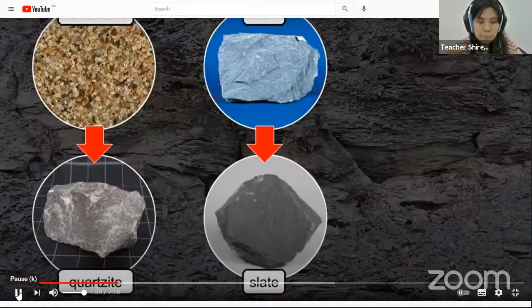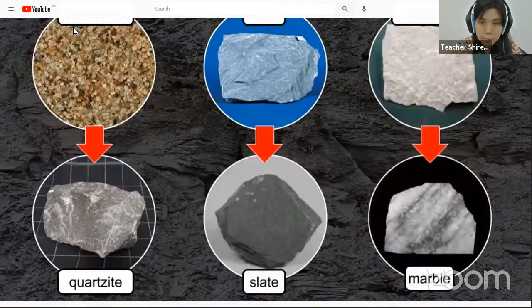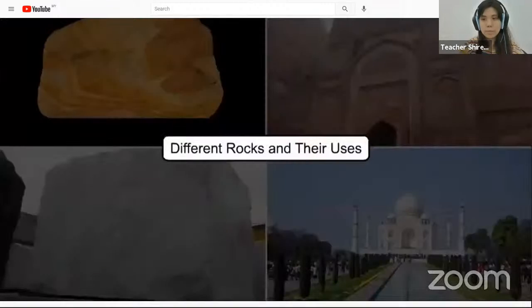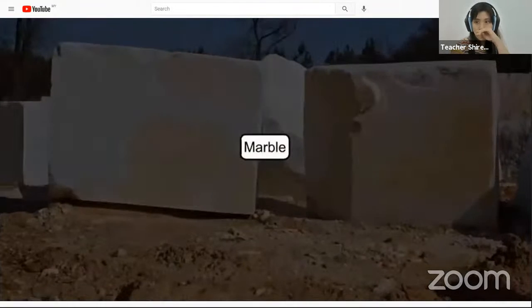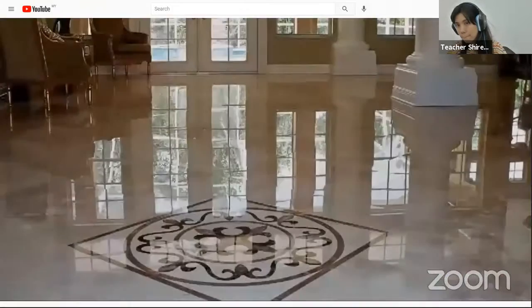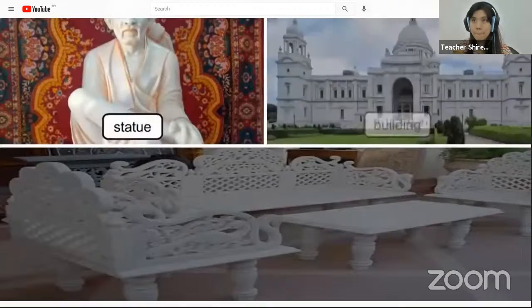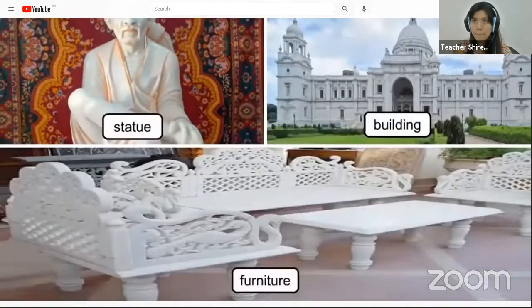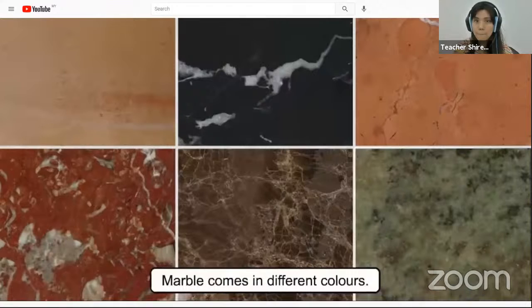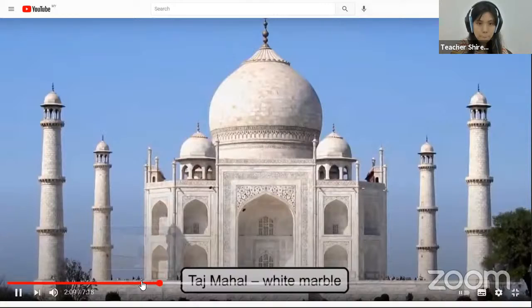Okay, let's continue. Limestone becomes marble. Now, let us have a look at a few rocks and their different uses. Marble. It is a hard rock. It is used in our homes for flooring. It is also used for making statues, buildings, and furniture. It comes in different colors. Taj Mahal is made up of white marble.